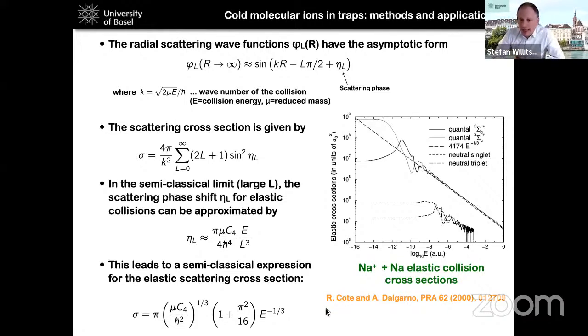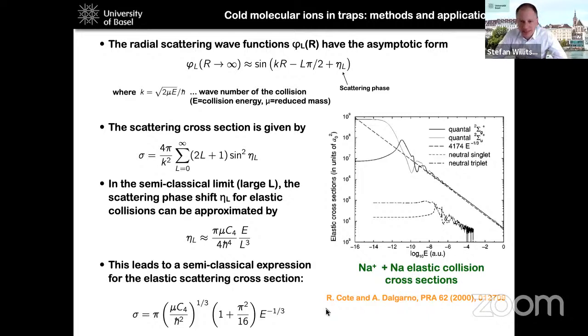Okay, so I think this is a good time to ask questions. That is everything I wanted to recapitulate about ion neutral interactions and collision theory. Are there any questions at this point?